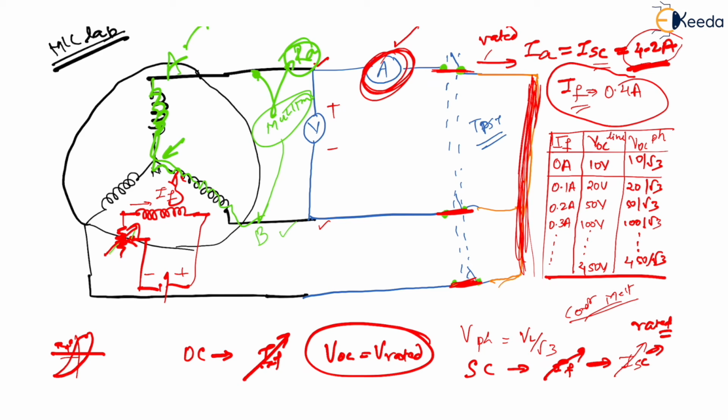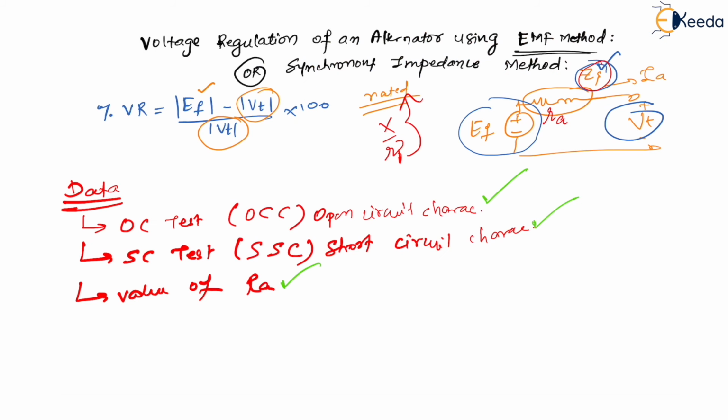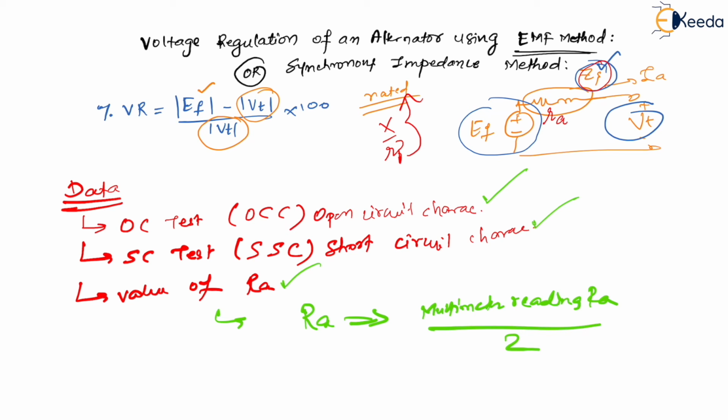Yes or no? So now what I can do is simply divide this particular value by 2 such that I will get my RA. So my value of RA is going to be what? Definitely the multimeter reading divided by 2. Whatever value of resistance you find on that multimeter, just divide it by 2, you will get RA. That's it. Problem solved.